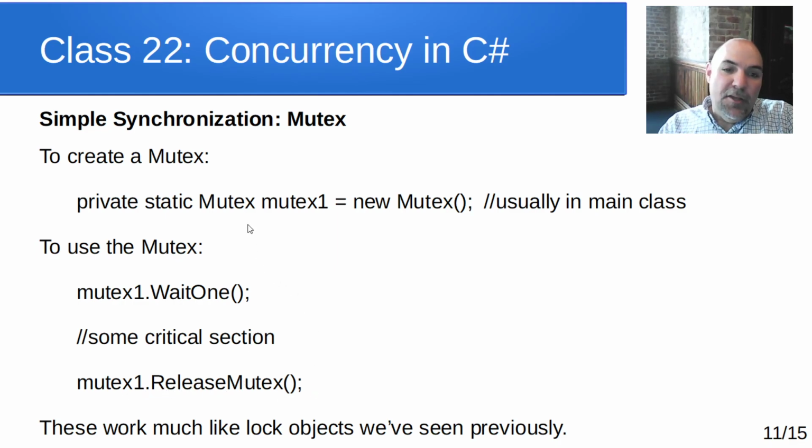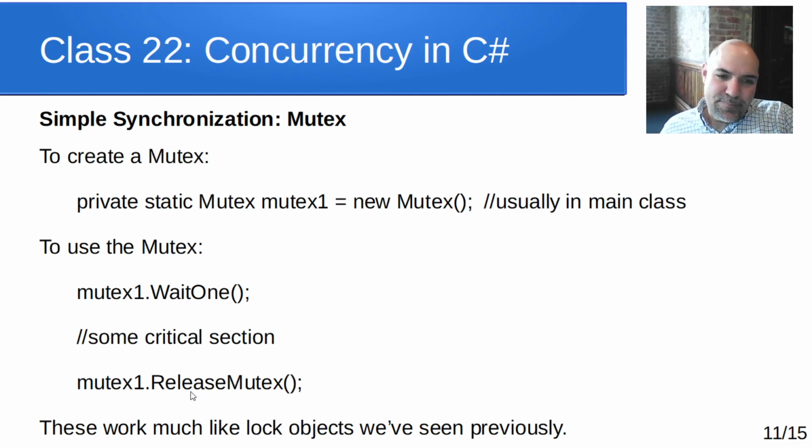The other thing is you could make multiple ones of these variables. You could have mutex one, mutex two, mutex three, however many you need. You could even create an array of mutexes if you needed that. But the way that you acquire it, just like a lock, is with the wait one method, and the way that you release it is with release mutex. I'm not a real big fan of the way they named these methods, wait one and release mutex. I prefer something like acquire and release.